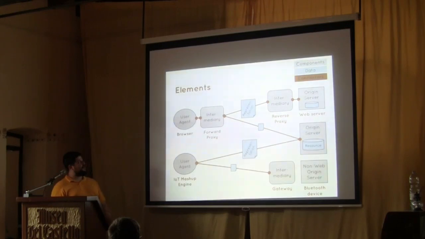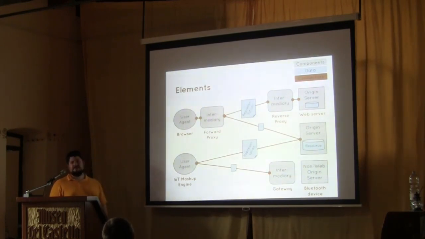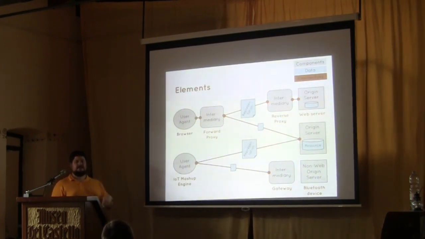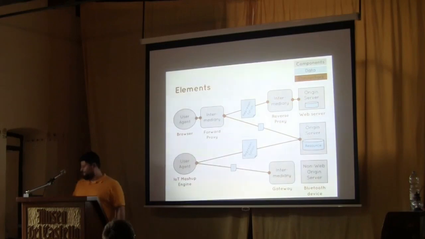So we have different components: user agents, intermediaries, and origin servers. And for the data, the important part is we structure everything in resources and use representations of these resources to send around. That's basically how to serialize the data that is in this resource so that the other side can understand it.